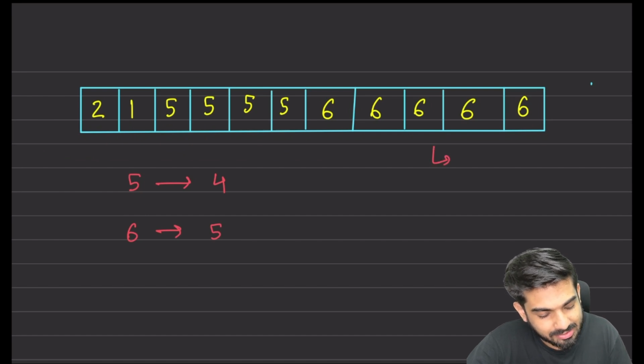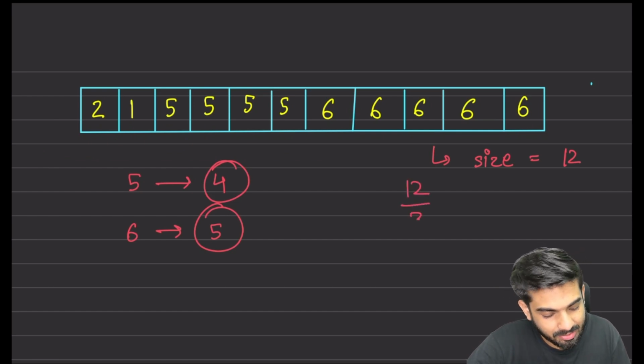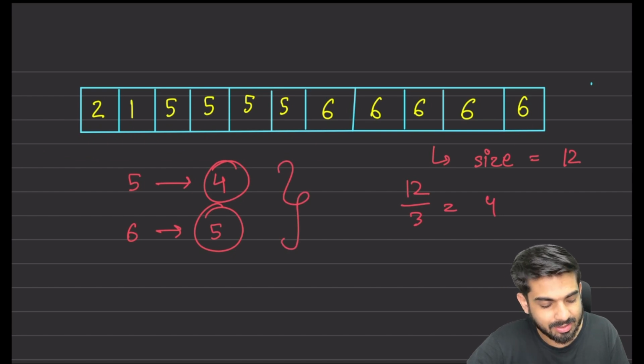We find out the size of the array. The size of the array can be easily found out. You can see it is 12 here. And we can see the frequencies of each of them, which we have found out. It is greater than what? It is greater than the size divided by 3, which is 4. Correct? So they are present at least 4 or 5 times. So we can return it.